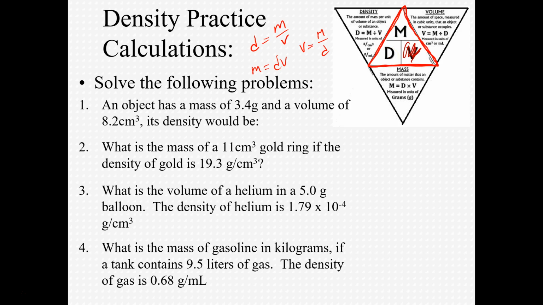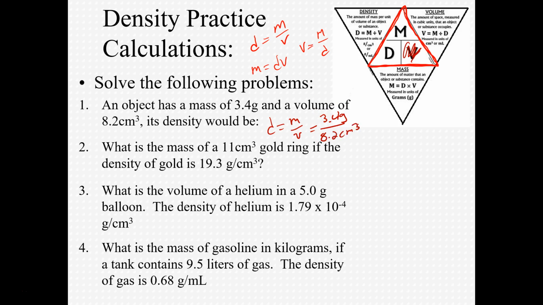Let's look at question number 1. An object has a mass of 3.4 grams and a volume of 8.2 centimeters cubed. Its density would be what? Well, we're looking for density. So in this case, we know that density is equal to mass divided by volume, which is going to be 3.4 grams divided by 8.2 centimeters cubed.